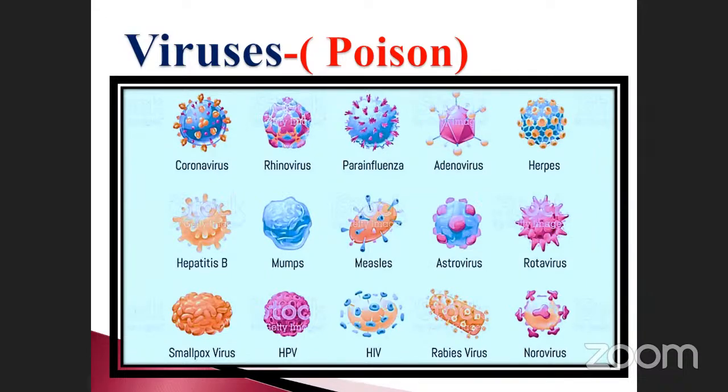This is a type of virus. And this is called HIV. Okay. And rabies viruses and noroviruses. These are the shapes and structures of the viruses. Okay. The science that deals with the study of viruses is called what? Virology.